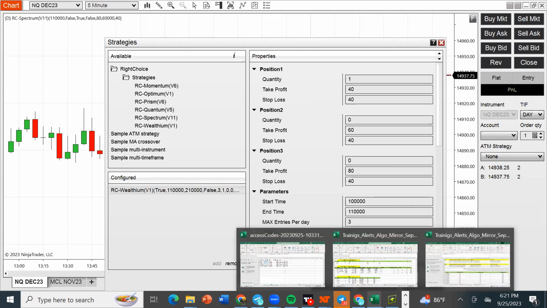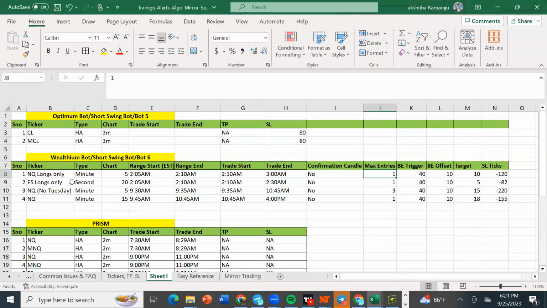And then what else you have? What are the other fields? So it is 5 minute chart, which we already selected. Range is 2:05 to 2:10 and trade time is 2:10 to 3 a.m. That is in EST, right? Everything, whatever time you see here, everything is EST time frame. So you need to change it based on your time zone. Or you can change your laptop time to EST and then you can use the same timings. 2:05 to 2:10, 2:10 to 3 a.m.